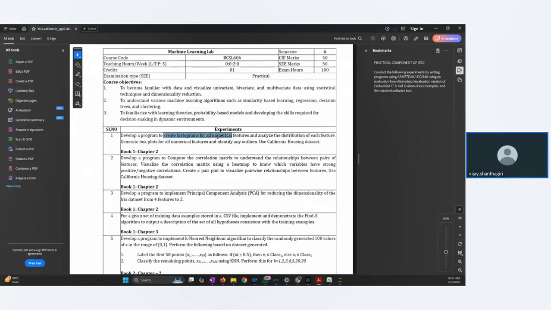Take histograms for all numerical features. Analyze the distribution of each feature. So when you say each feature, that is univariate analysis. Okay, one variable, analysis on one variable. Generate box plots for all numerical features and identify any outliers if required.